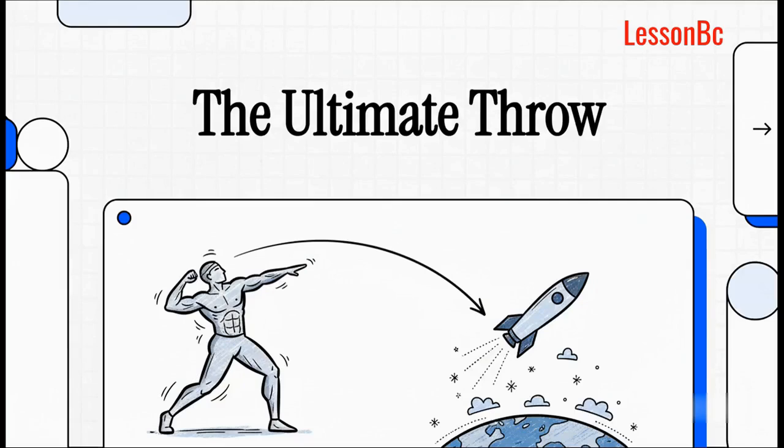Today, we're going to talk about the absolute pinnacle of physics and engineering when it comes to launching something from point A to point B. I'm talking about the ultimate throw. That's really the core idea behind a ballistic missile. So let's break down the incredible science that makes it all possible.